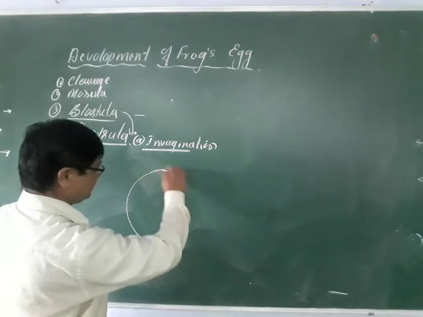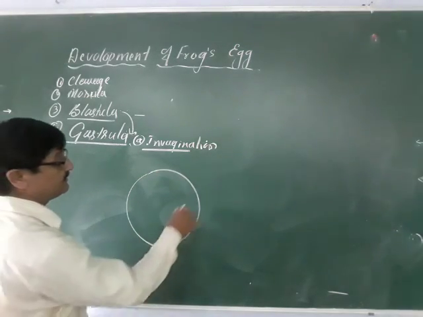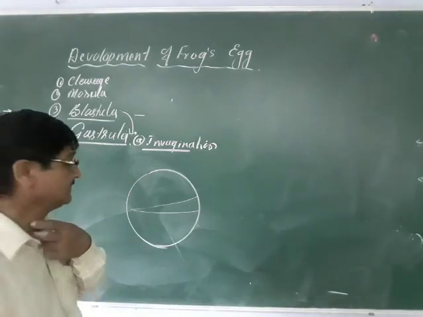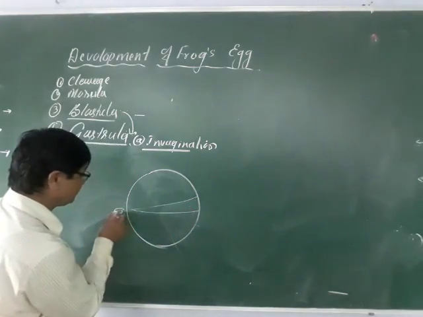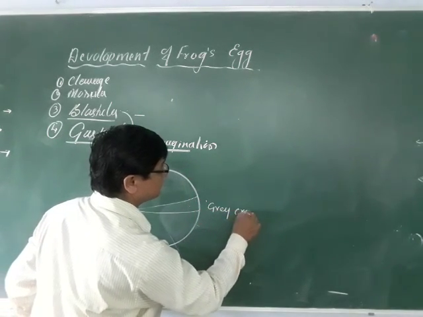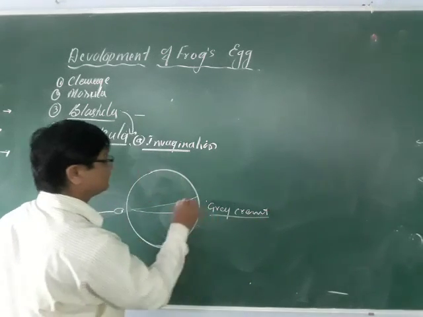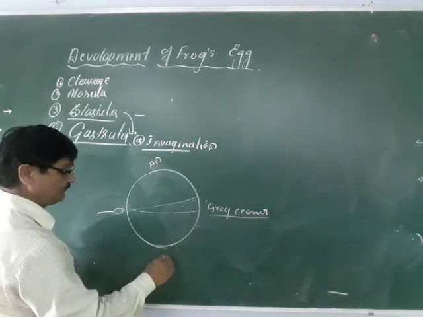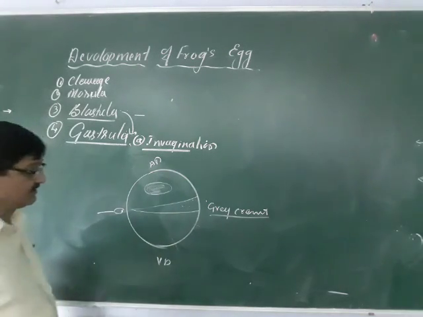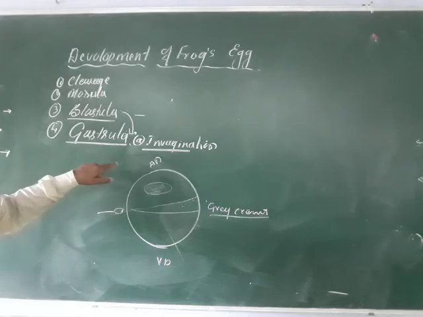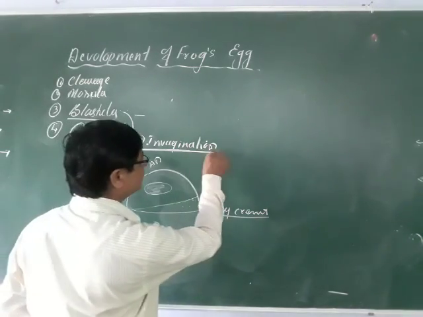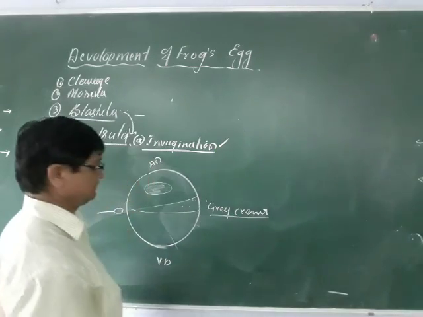So what happens here, this is the structure, and it is already the grey crescent, just remember. What is the grey crescent here? This is the sperm entry, exact opposite, that is called the grey crescent. And this is the animal pole, and this is the vegetal pole. So consider the blastula is already here. When it enters the gastrula, three morphogenetic movements take place. What are these three morphogenetic movements? This is the first one, the invagination.